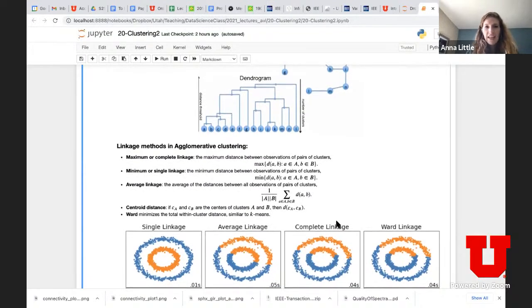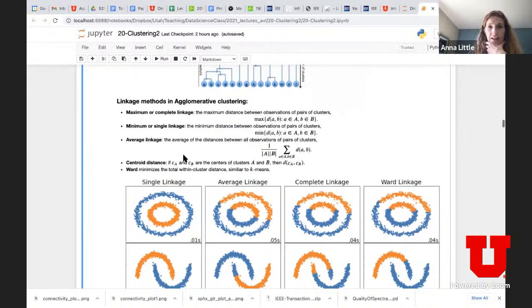Okay, so I said in this agglomerative procedure, you want to merge the two clusters that are closest together, but what does it mean for two clusters to be close together? This is a little bit tricky because a cluster is a whole set of points. How do you measure the distance between two sets of points? There are different ways of doing this.